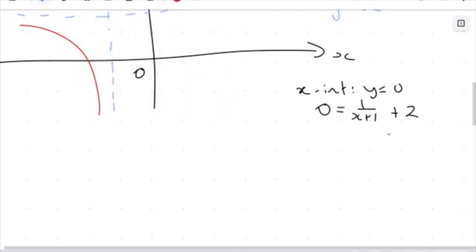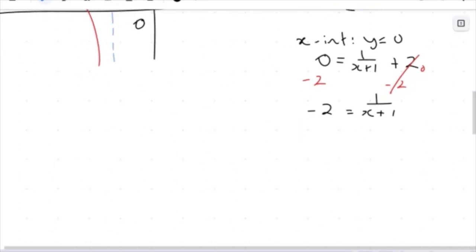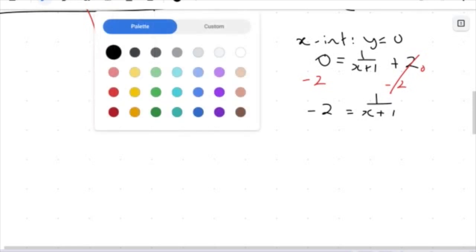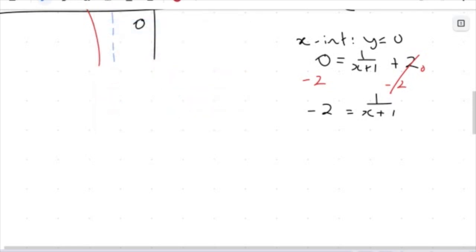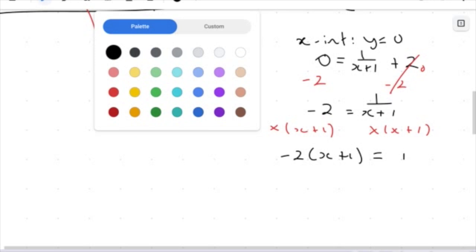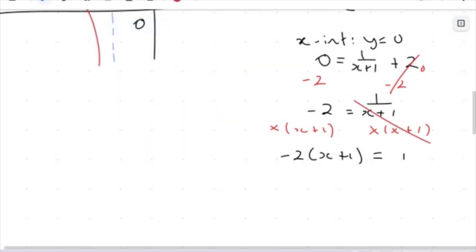So first we're going to subtract 2 from both sides. I get -2 here equals 1 over x plus 1. And now I just want to solve the equation. I just want to get x on its own. So let's get it away from the denominator on the right hand side. And what I'm going to do is multiply both sides by x plus 1. That's going to get it to the left here. So I have -2 outside of x plus 1 equals 1, because multiplying this denominator of x plus 1 by x plus 1 cancels this out.